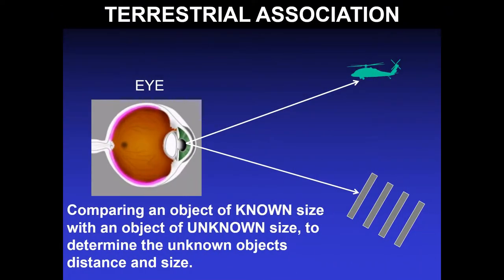Next is terrestrial association. Here you have a Black Hawk flying over an airfield, an unknown airfield, but we know the size of the Black Hawk, we've been around it a little bit, and we can compare that known object with the unknown object, the airfield, to determine the unknown object's distance and, of course, its size as well.